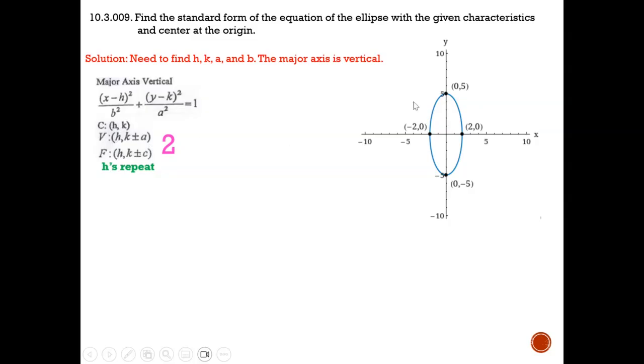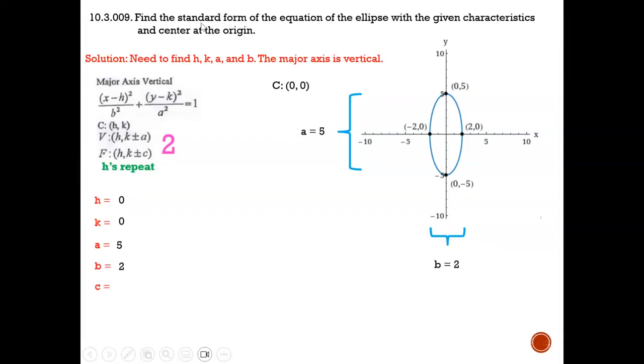We know it's going to be number 2, because it's going to be vertical. So we know that my h is 0 and my k is 0. This is the major axis, so a equals 5. My minor axis is from negative 2 to 2, so my b equals 2.